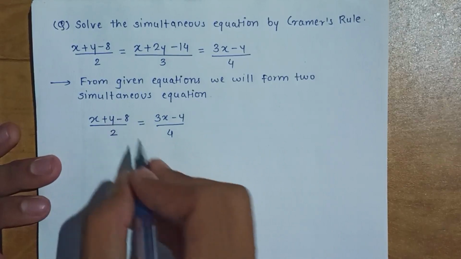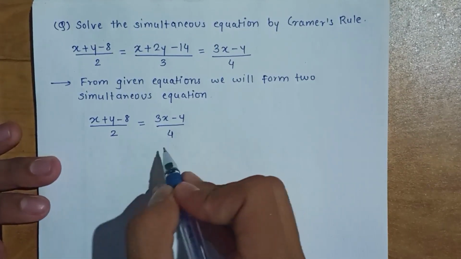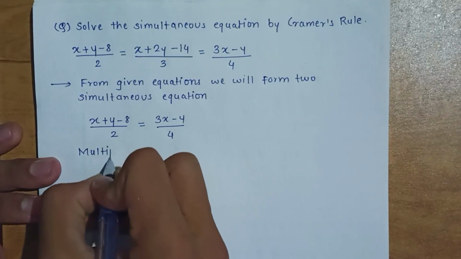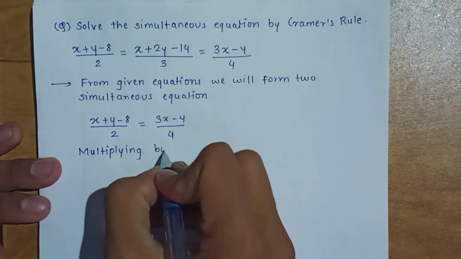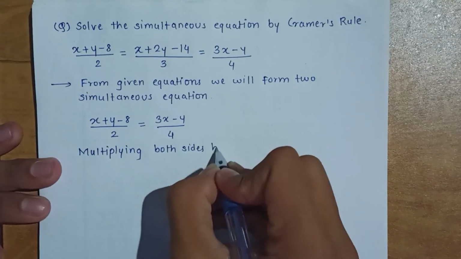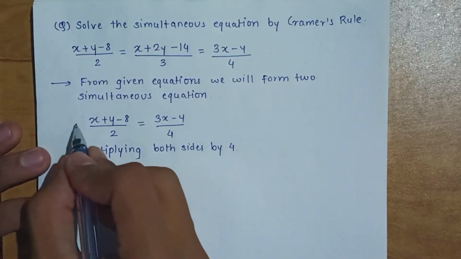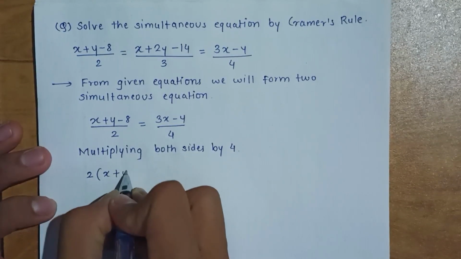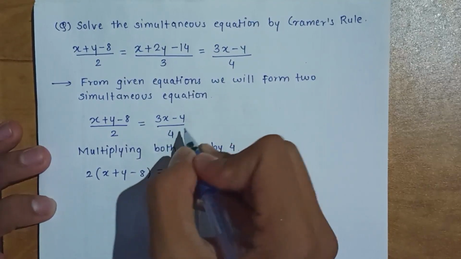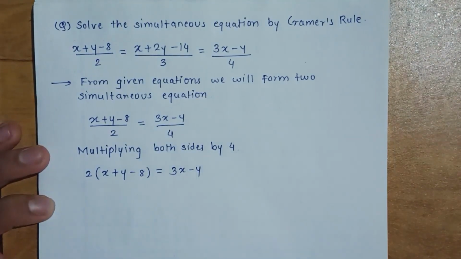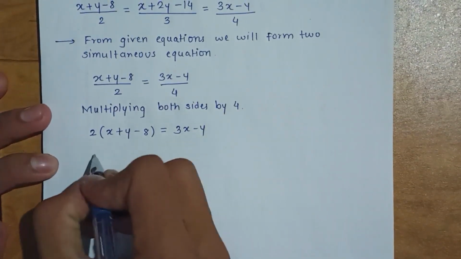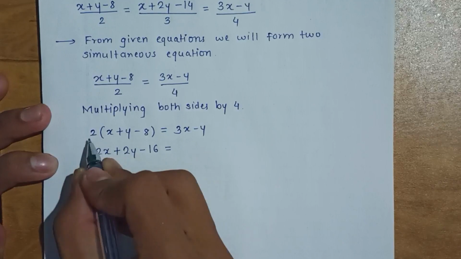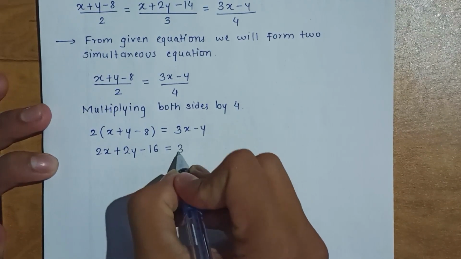So we have taken these two equations, and we will first multiply both sides by 4. Here the 4 will get cancelled on the right side, and on the left 2 2s are 4, the remaining will be 2, so 2(x + y - 8) = 3x - y. Now we multiply the bracket: 2x + 2y - 16 = 3x - y, since 2 8s are 16.